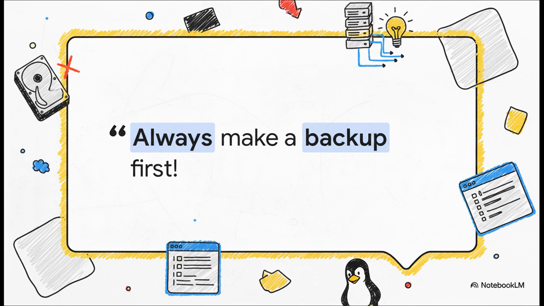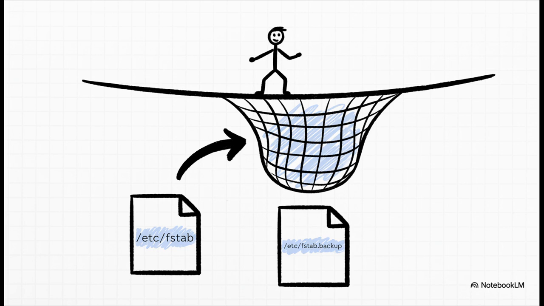Okay, pause. I cannot say this loud enough. Before you even think about editing /etc/fstab, you have to make a backup. I mean it. And here's how you create that safety net. Just run this one command, sudo cp /etc/fstab /etc/fstab.backup. That's it. You've now got a perfect copy of the file sitting right there. If anything goes wrong, you can restore it in seconds. Now we can move forward with total confidence.